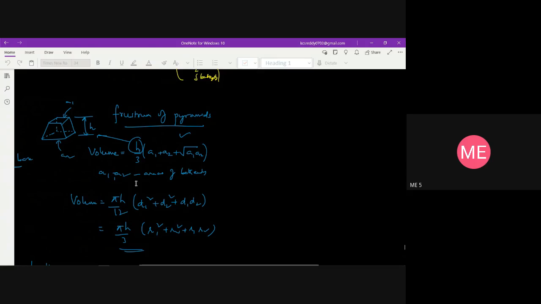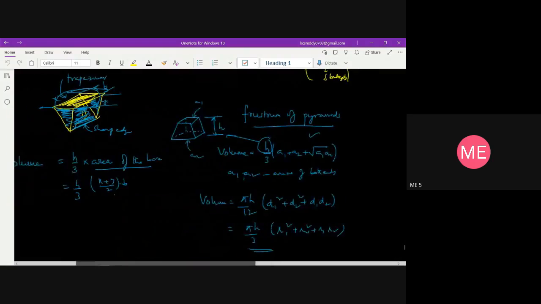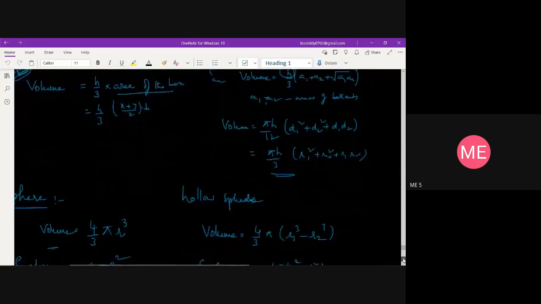If it is a frustum of a cone, then we can take the volume as pi h by 12 into d1 square plus d2 square plus d1 d2, or pi h by 3 into r1 square plus r2 square plus r1 into r2. This is how we can calculate the volume of a frustum of pyramids and frustum of cones. And afterwards, we have studied the sphere.